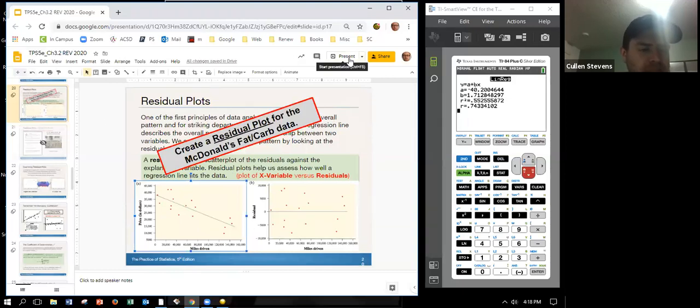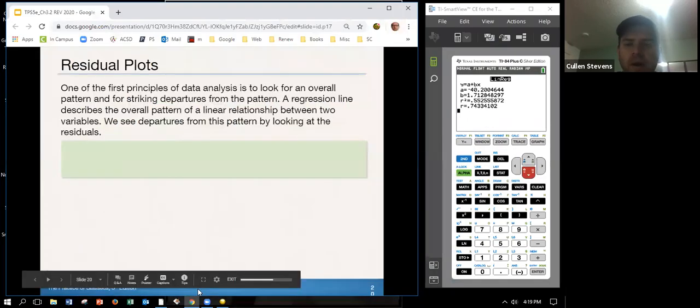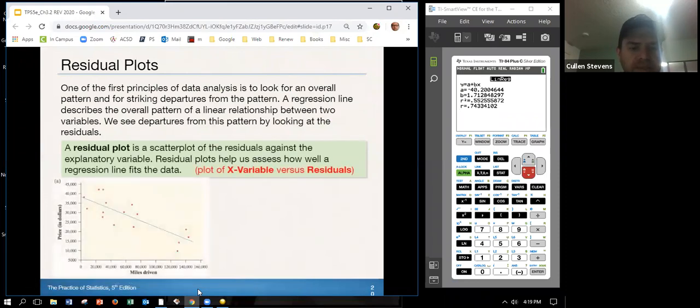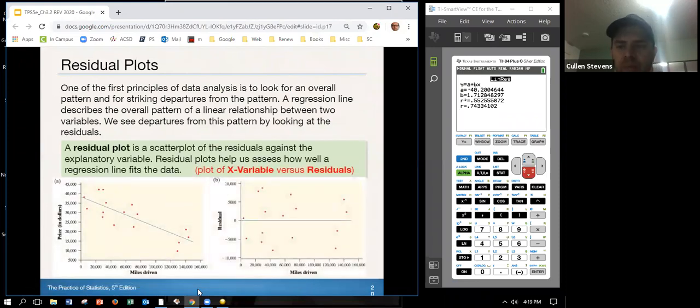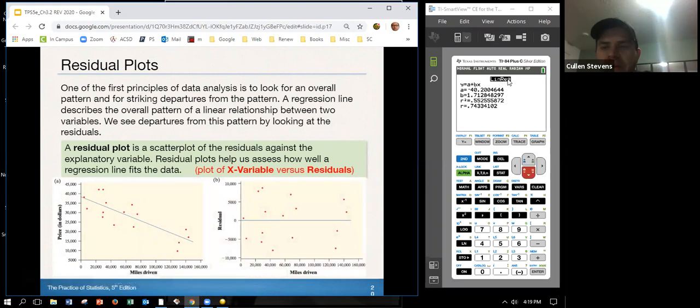All right, let's jump back in and do a residual plot for the McDonald's data here. All right, so what's really nice about this data is that when I ran the line of best fit, it may not look like it because something happened in the background, but all the residuals were actually created for us. That was pretty neat.